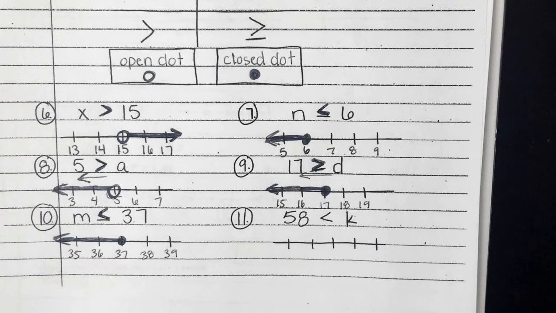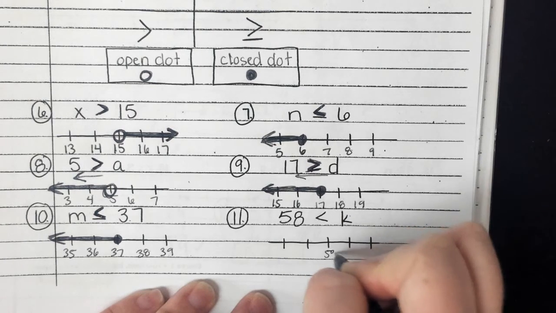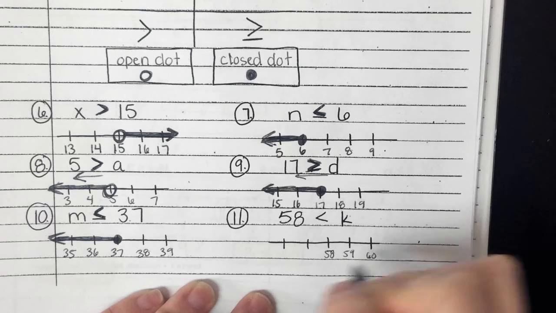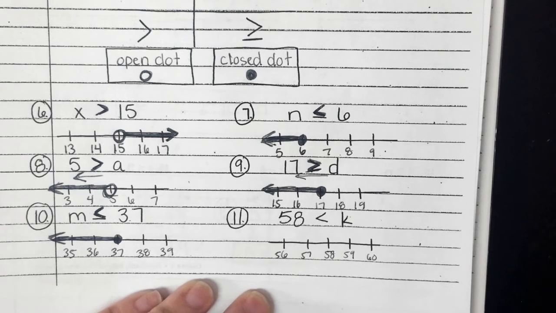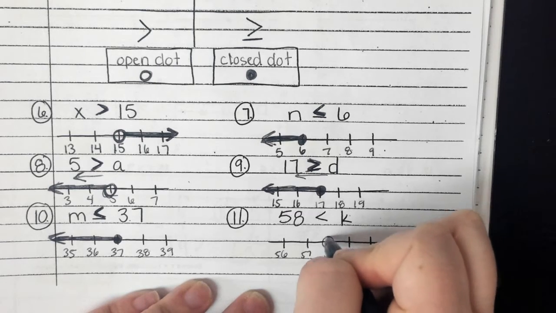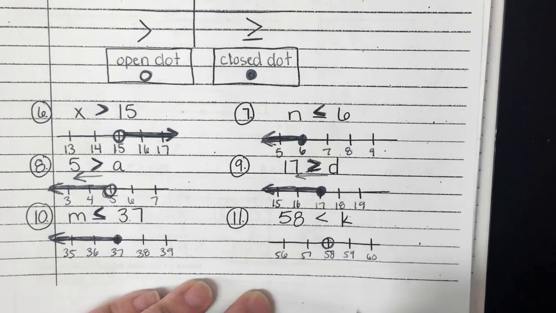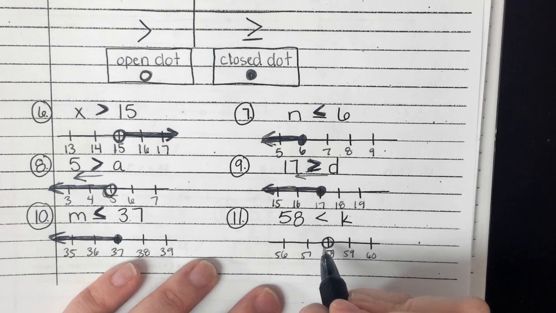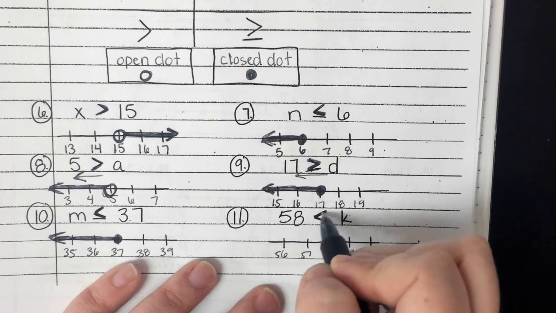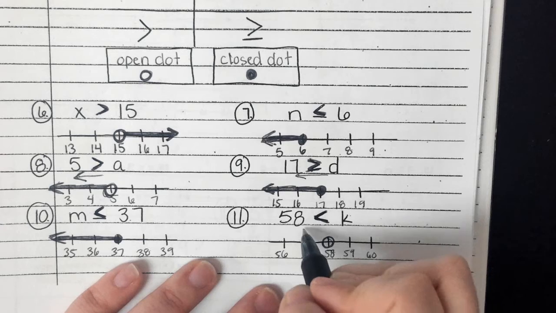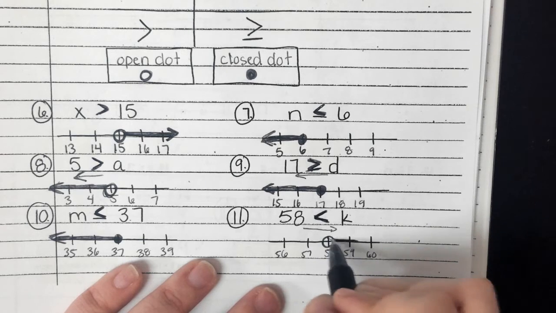Okay. All right, last one, number 11. 58, 59, 60, 57, 56. What type of dot? Open. Which direction? Right. I heard 2 different answers. So right now, this is pointing to the left. Is that the direction I want to go? No, the letter is not in the front, so we're going the opposite. Y'all were correct. We're going to the right.